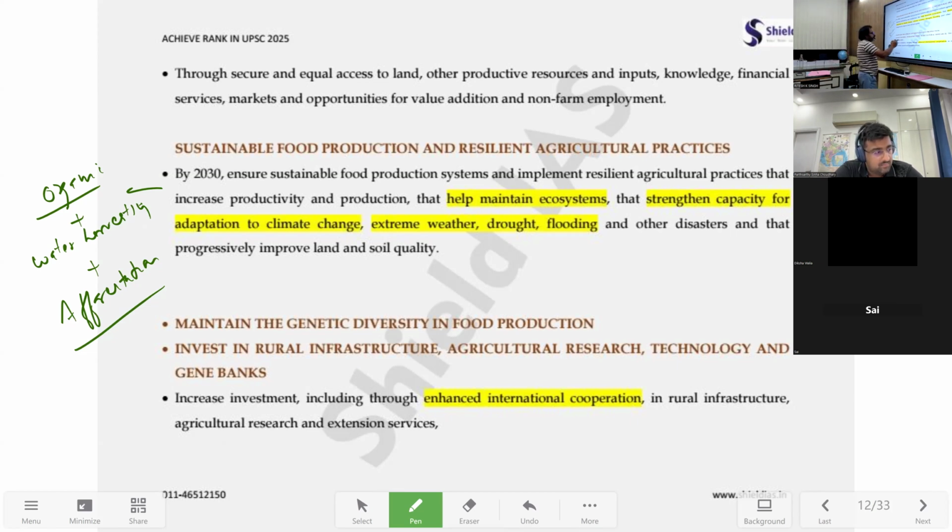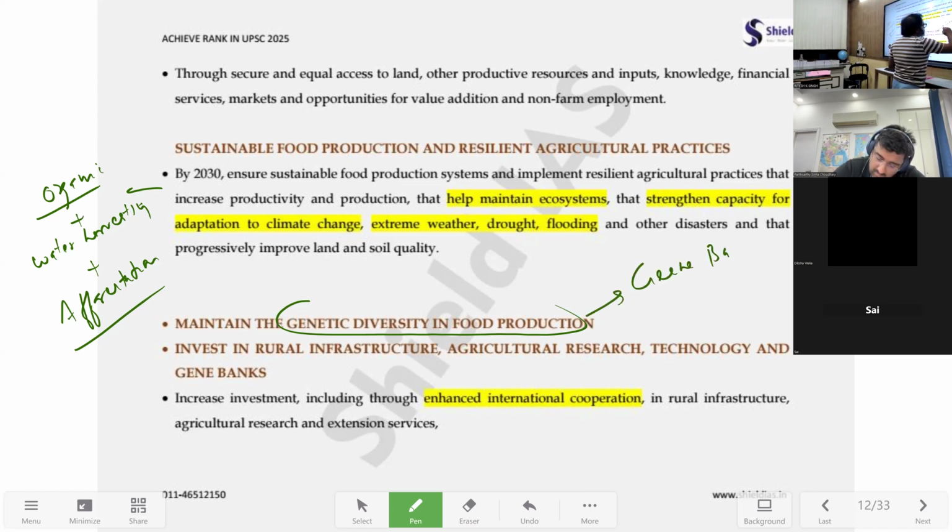Now, another thing that is required is to maintain genetic diversity in food production. Rather than relying on 2, 3, 4 species of food grains, we should be having genetic diversity, which can be traditional. Many of the farmers have got the knowledge of seed making. So more seed vaults or seed banks are required, which we call gene banks or seed banks. Gene banks or seed banks are required.